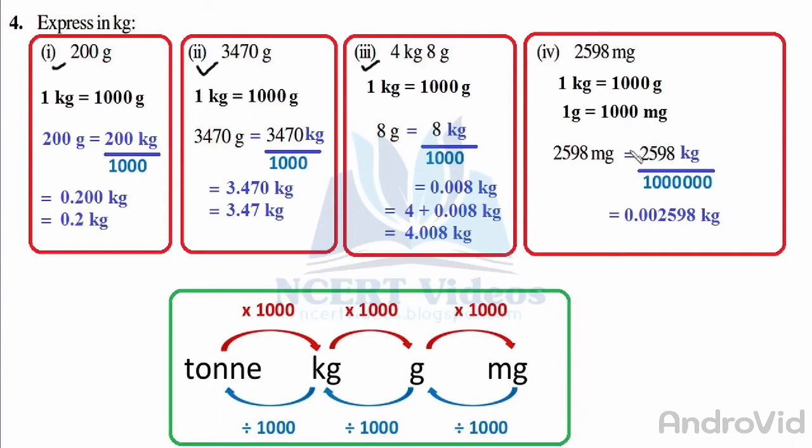So first we write 2598 as it is, then count these: 1, 2, 3, 4, 5, 6, and then 0 before it. So this is how you go from one unit of measurement to another unit.